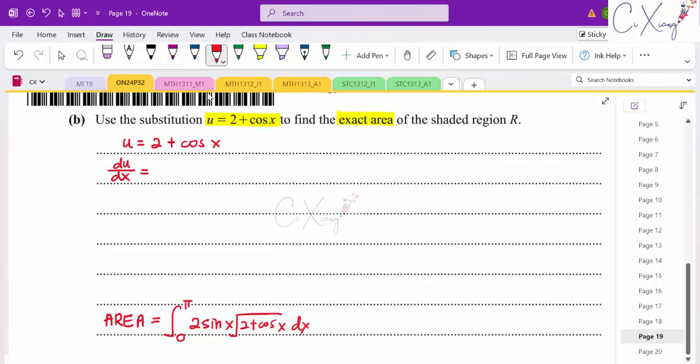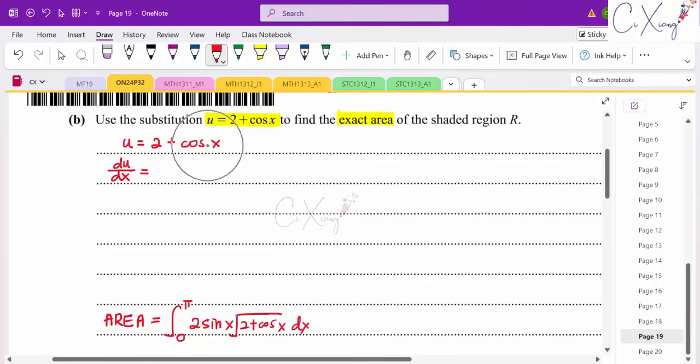Okay, differentiate 2, you get 0. Differentiate cos x, you have negative sin x. Then I want to group all the x together, so I have negative du equals sin x dx. Then maybe I want to bring the negative over, so it becomes negative du equals sin x dx.